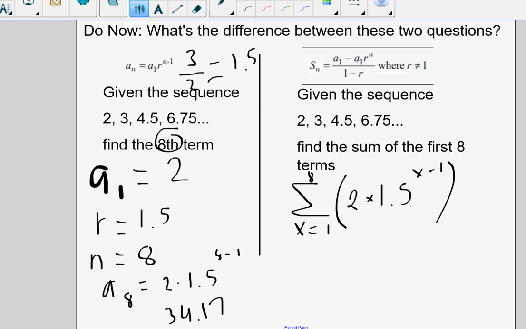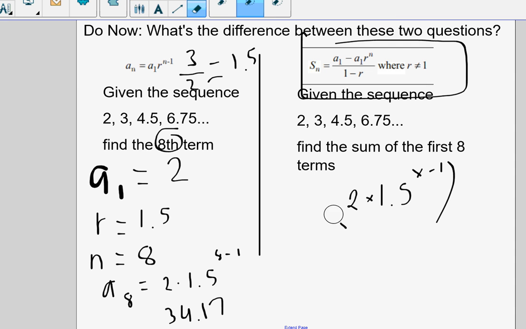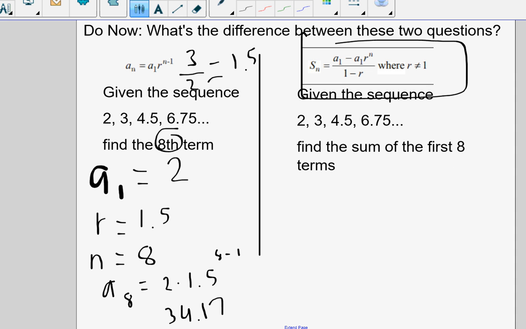But what we're also going to learn is the geometric series formula, which is up here at the top of this slide. That's the geometric series formula. And the variables in that formula are really going to mean the same thing that they mean in our sequence formula. So we've still got that a sub 1 equals 2, and we've still got that r that's equal to 1.5, and we've still got that n that's equal to 8.